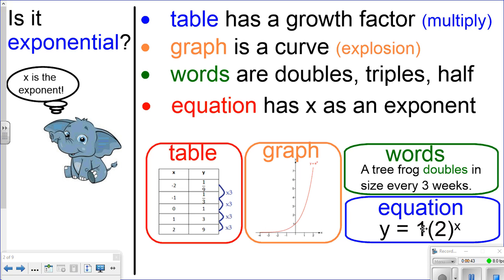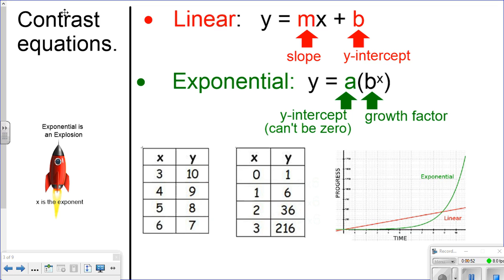And in your equation, instead of having an x like mx, you're going to have x as an exponent. So when we contrast the equations, in linear, it's y equals mx plus b, and m is your slope, and b is your intercept. With exponential, y equals a times b to the x, a is your intercept, and b is your growth factor.